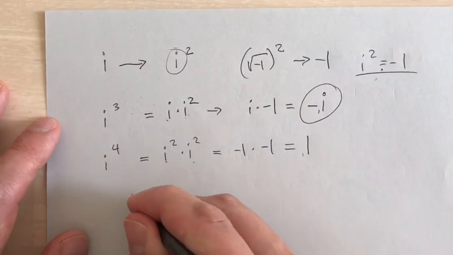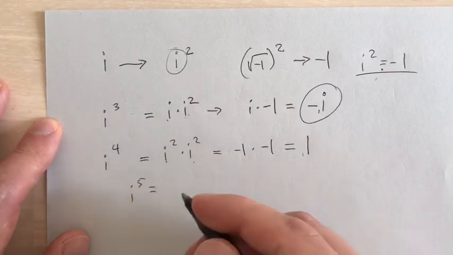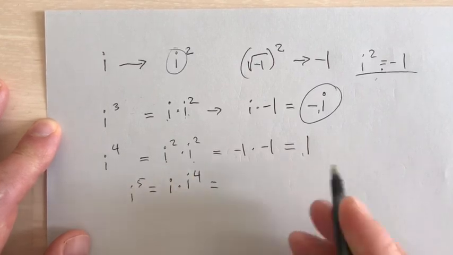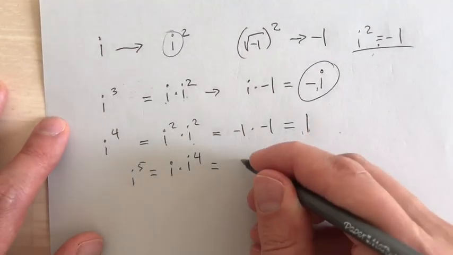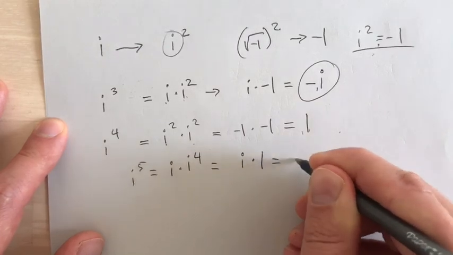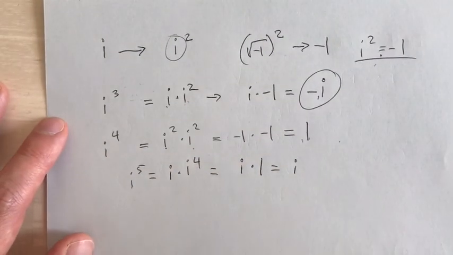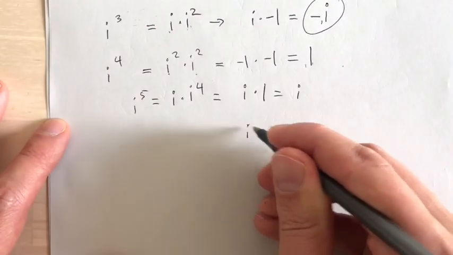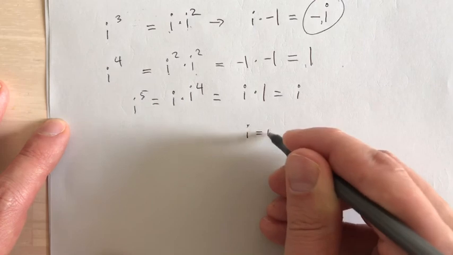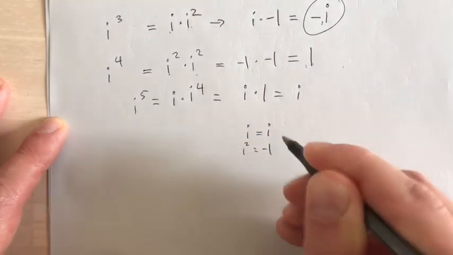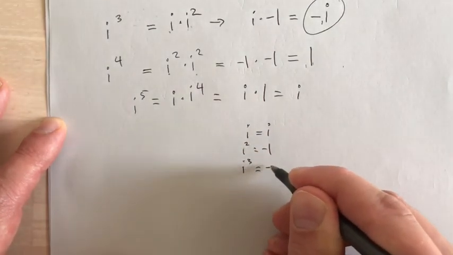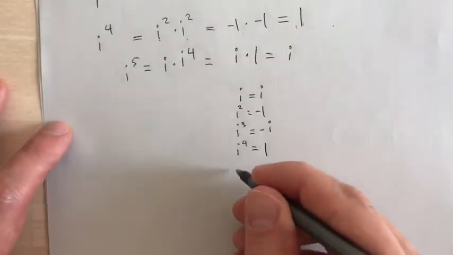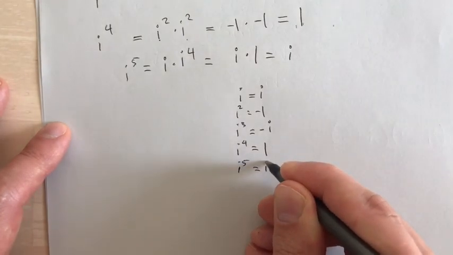If I were to keep going, for instance, i to the fifth would be the same as i times i to the fourth. i to the fourth is 1, right? So i times 1 equals i. Weird, huh? So there's this other cool trick with imaginary numbers that looks something like this. i is equal to i, i squared is equal to negative 1, i cubed is equal to negative i, i to the fourth is equal to 1, i to the fifth is equal to i.